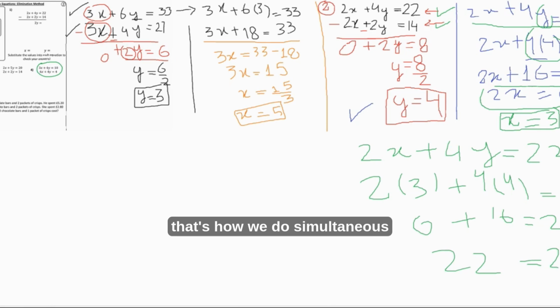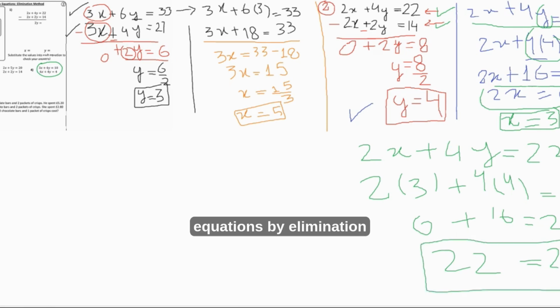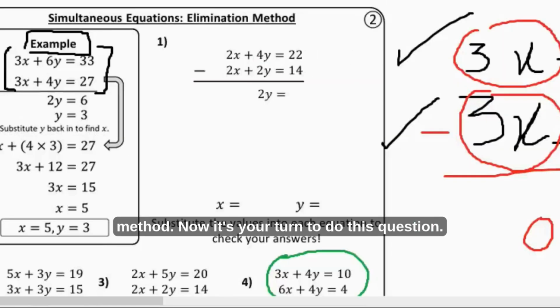So that's how we do simultaneous equations by the elimination method. Now it's your turn to do this question.